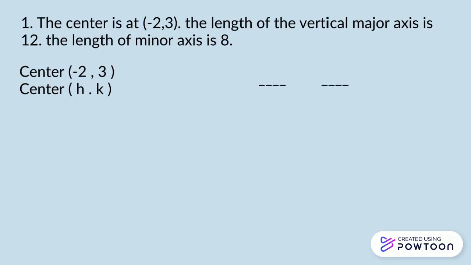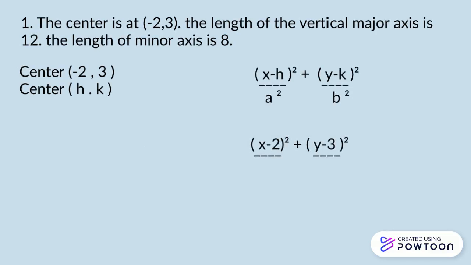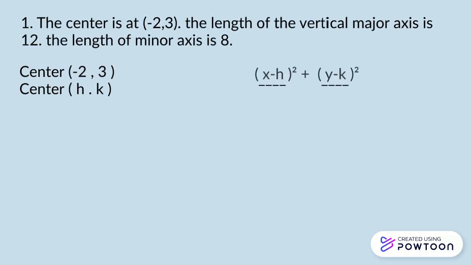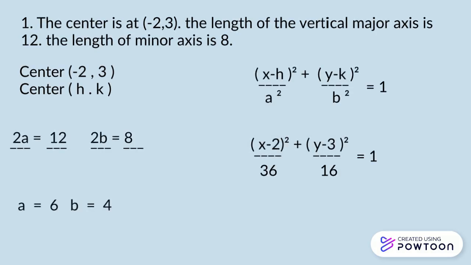So I can say 2a is equal to 12, divided by 2, a is equal to 6. So 6 squared is equal to 36. And for the letter b, 2b is equal to 8, divided by 2, b is equal to 4. So 4 squared is equal to 16. And that's the answer.